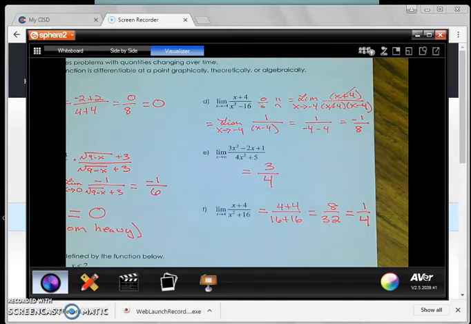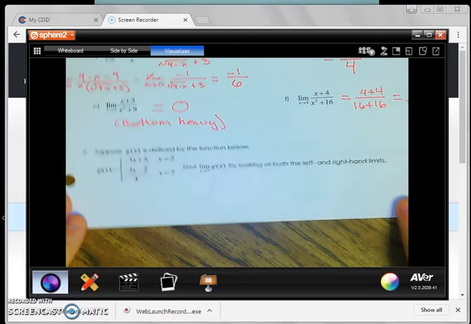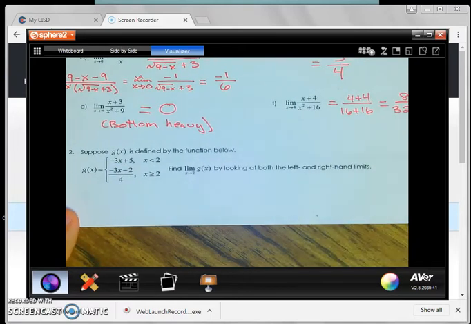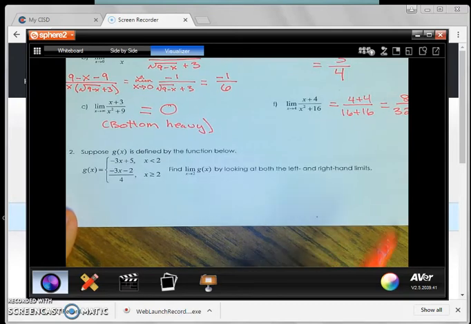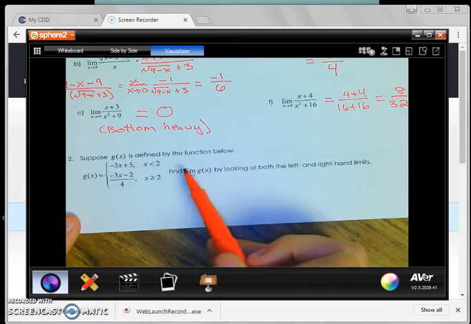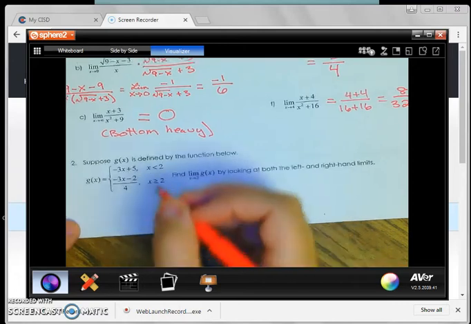Okay, moving on to number 2. Number 2, it gives you a piecewise, and we're trying to determine if there is a limit. So when you're taking the limit with a piecewise, you need to approach it from the left and the right. And basically what that means is that you need to look at plugging it into the top here and the bottom there and seeing if you get the same thing. Okay, so I'm going to take a right and a left-hand limit, and if my left and my right-hand limits are the same, then the limit would exist.